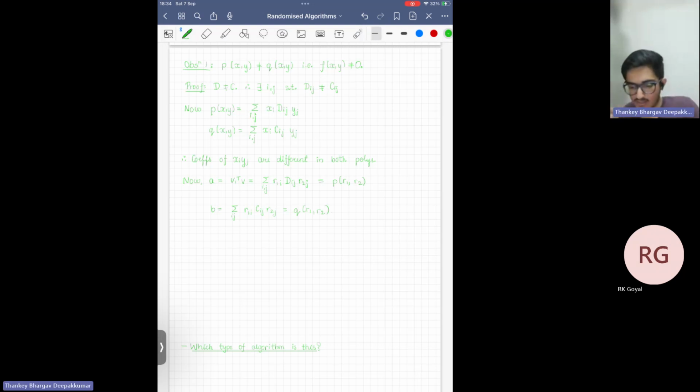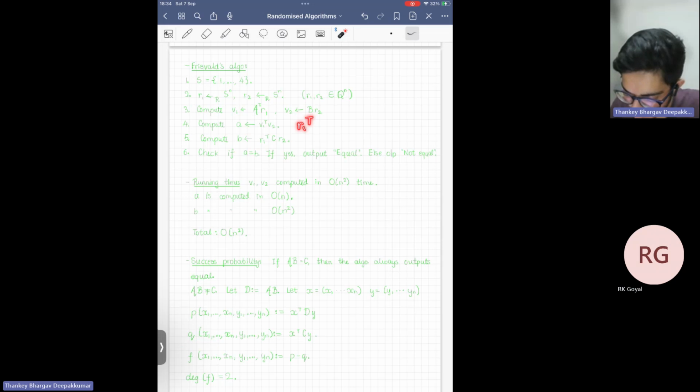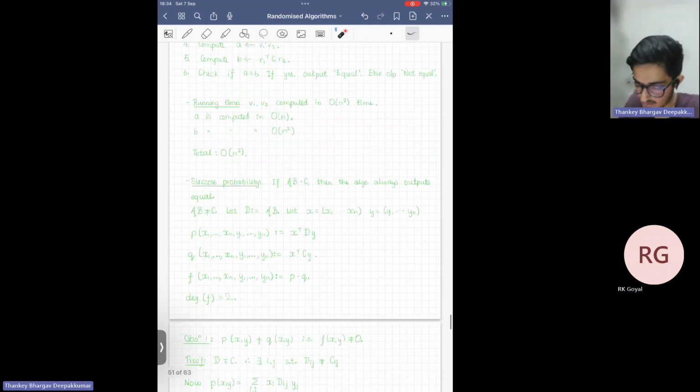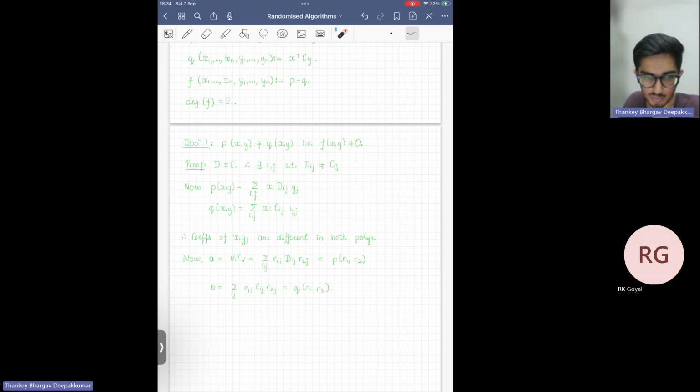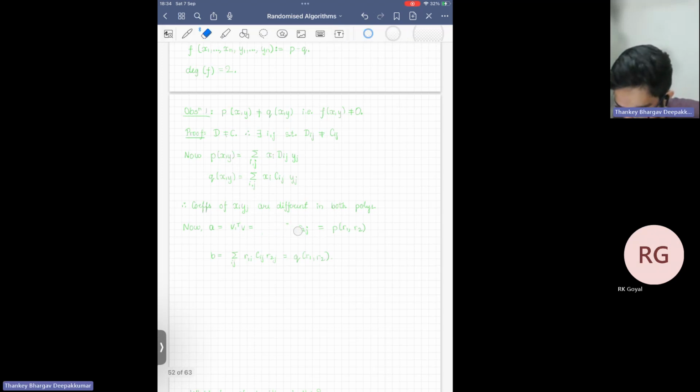So is this fine? Because what was A? A was obtained by multiplying R1 to A and R2 to B. So we saw that A is this, right? R1 transpose AB R2, and this is P of R1 comma R2. And similarly, B1 is Q of R1 comma R2. In fact, I didn't need to write this. I could have just written it.